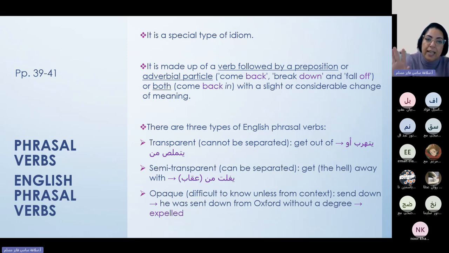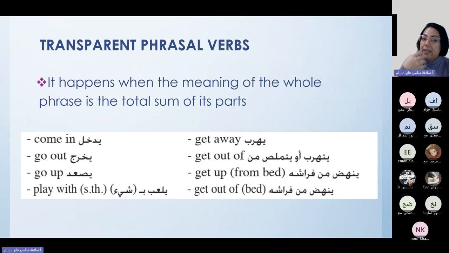Okay? So let's take one by one. When we said transparent, they cannot be separated. They have to be one entity. Like what, Bayan? Give me the examples. Come in, go out, go up, play with. Come in means يدخل. Go out يخرج. Go up يصعد. Play with يلعب. Okay. So from these we understand the concept, right? We understand what it means. Those words are together. They are fixed together. We can't separate them.